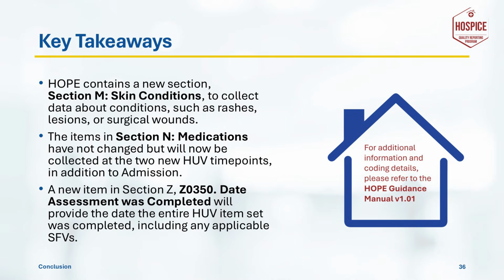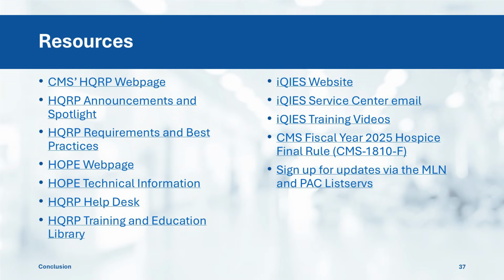For additional information and coding details related to the items in this presentation, please refer to the HOPE Guidance Manual version 1.01. And here is a list of resources with links to all of the information related to the Hospice Quality Reporting Program and the HOPE tool, as well as helpful links to sign up to receive updates via email, links to the iKeys website, and the fiscal year 2025 rule.